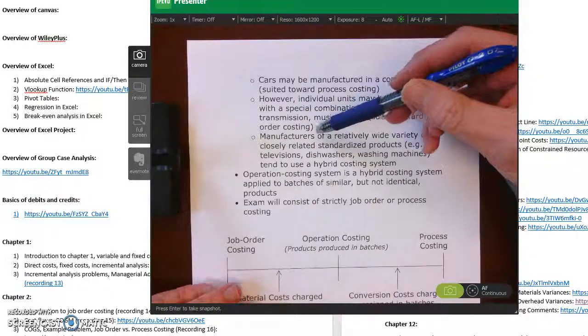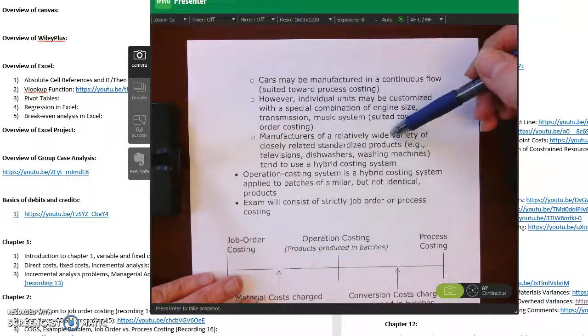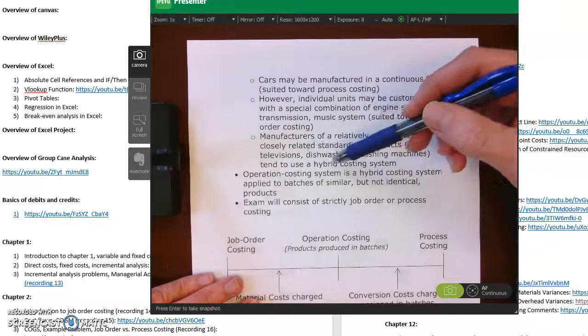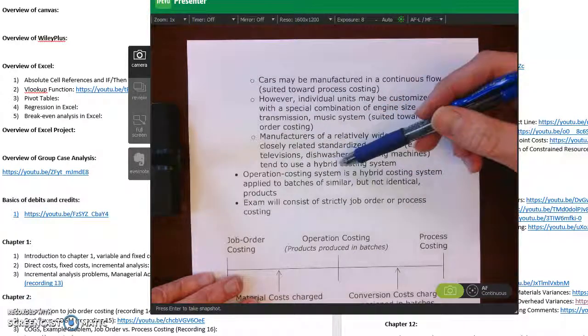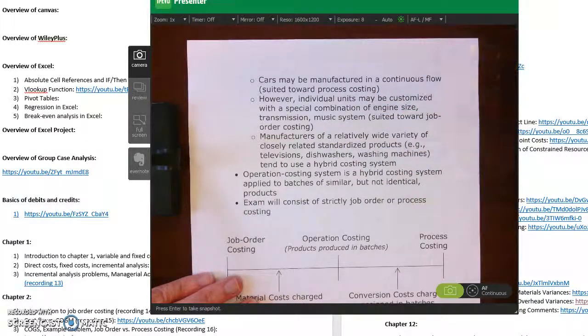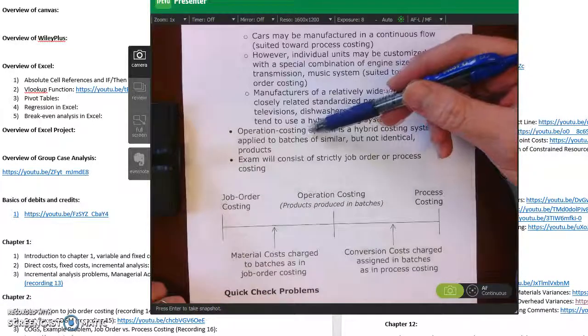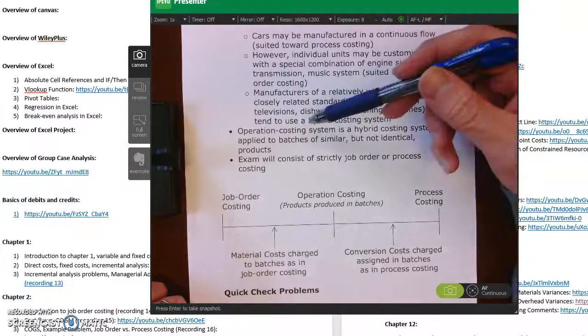So what we can say over here is that manufacturers of a relatively wide variety of closely related standardized products, such as TVs, dishwashers, and washing machines, would be using a hybrid costing system, cars as well. A specific type of hybrid costing system would be an operation costing system.